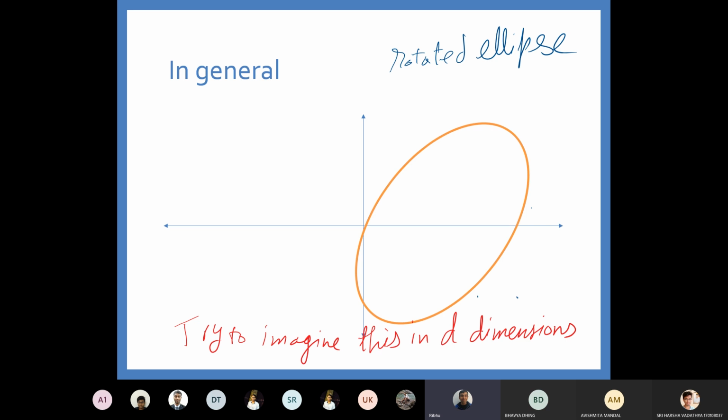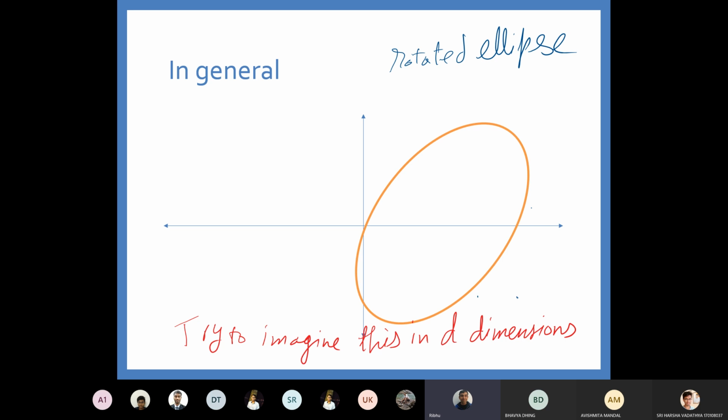So this ellipse is not centered at the origin. Sorry, I said focus earlier. Yeah, this is rotated, and in general, try to imagine this ellipse for a d-dimensional random variable. That's how a correlated Gaussian random variable in d dimensions will look. So now you get a strange focus.